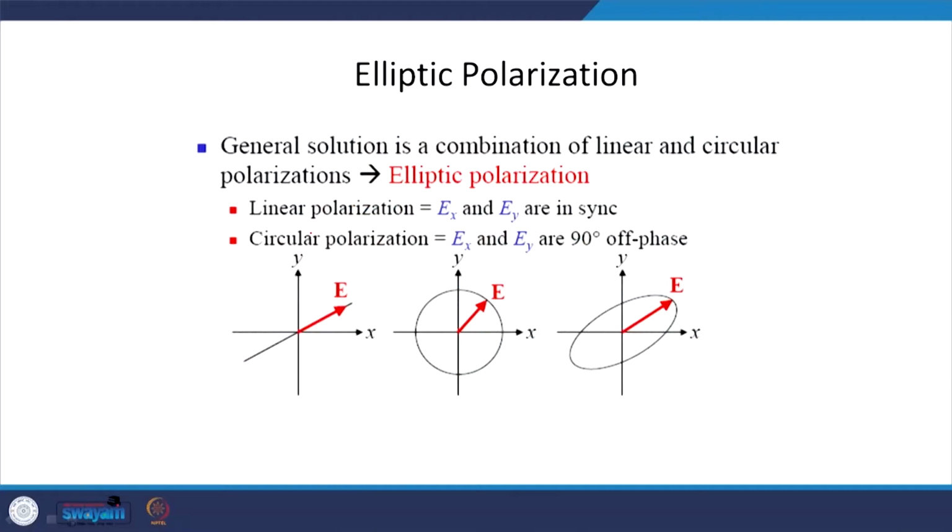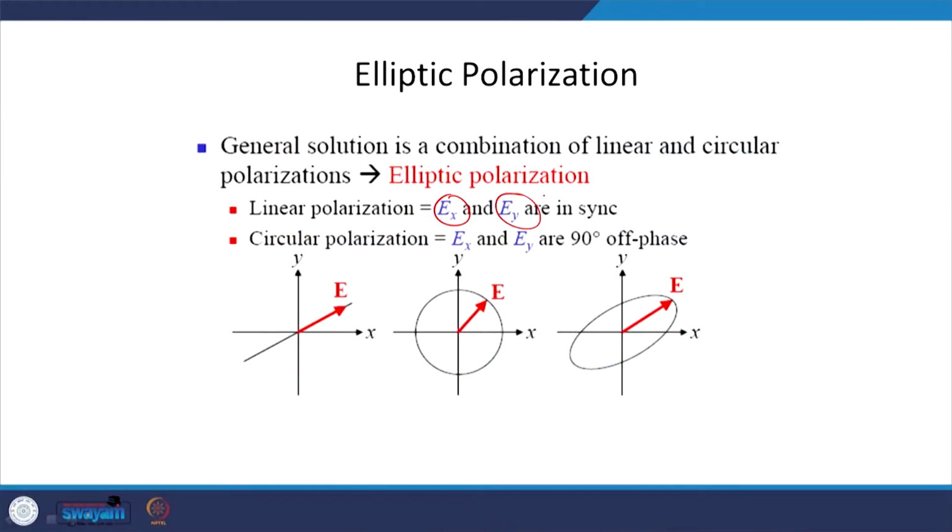Elliptical polarization. It is a general solution for a combination of linear and circular polarizations. Elliptical polarization is the most general case. Circular polarization is a special case of elliptical polarization, and similarly linear polarization is also a particular special case of elliptical polarization. So, you see that in linear polarization Ex and Ey are in synchronization. In circular polarization they are 90 degrees off phase, but if they are not 90 degrees, say they are only 80 degrees, what will happen?